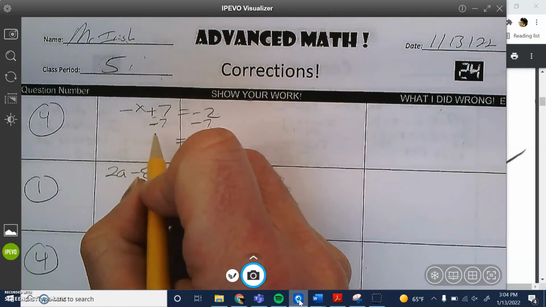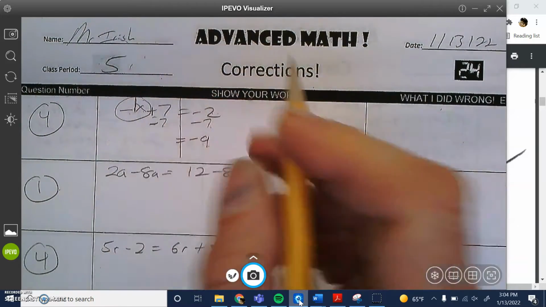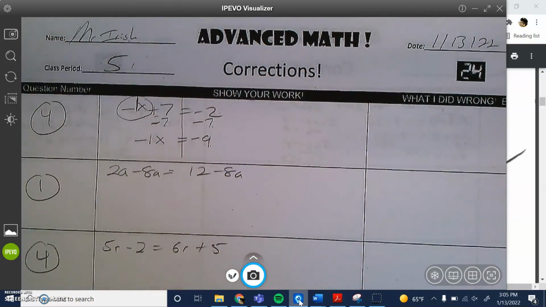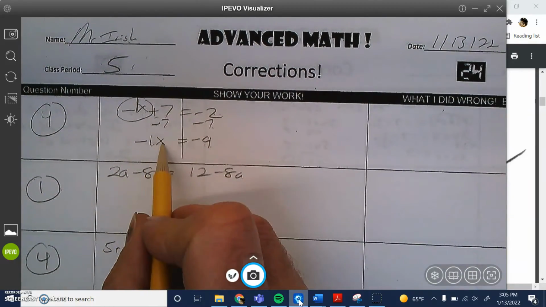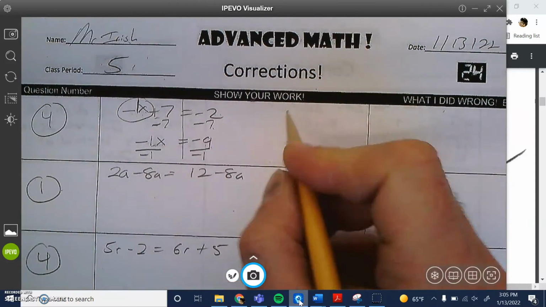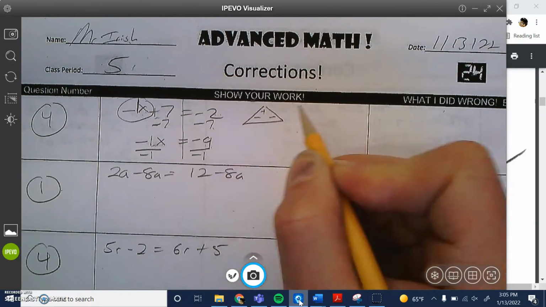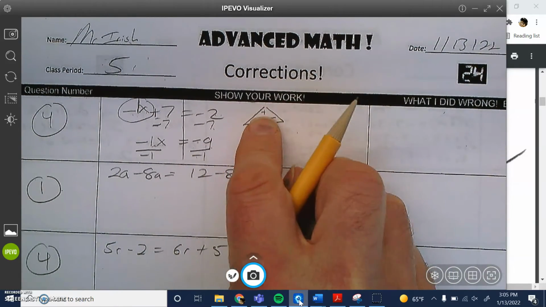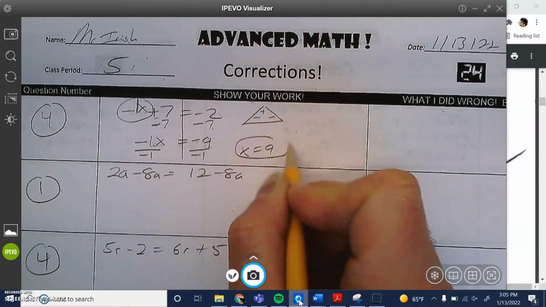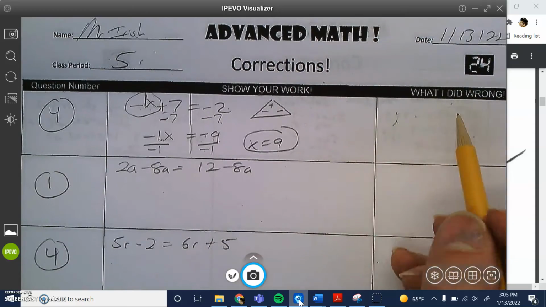No. Also here, there is a negative 1 coefficient. Coefficient is the number in front of the x, so negative 1x. The opposite of multiplication now is division, so I divide by negative 1. A negative divided by a negative, cover those up, and I get a positive. So x equals positive 9. Then write down what you did wrong right here.